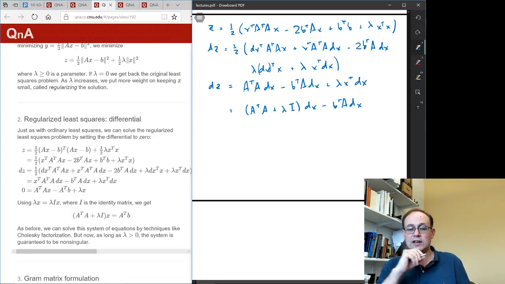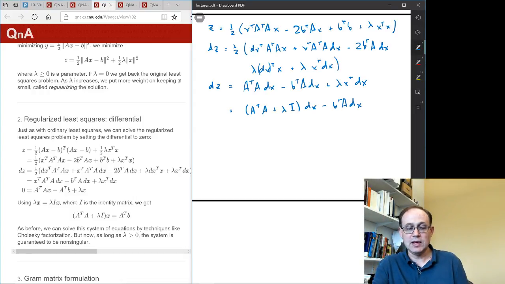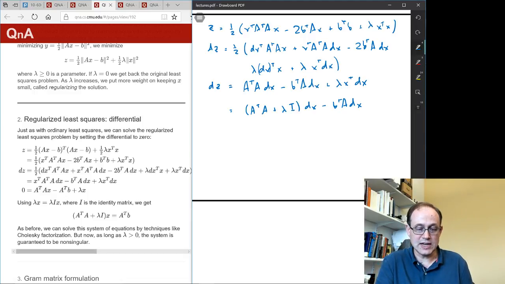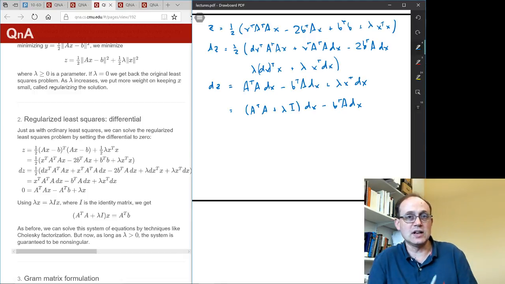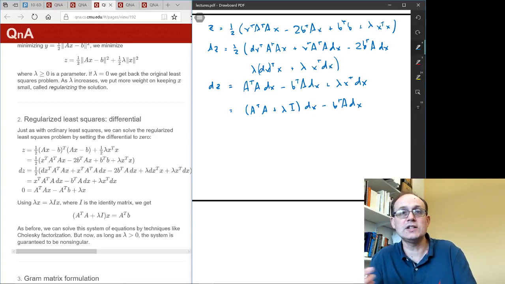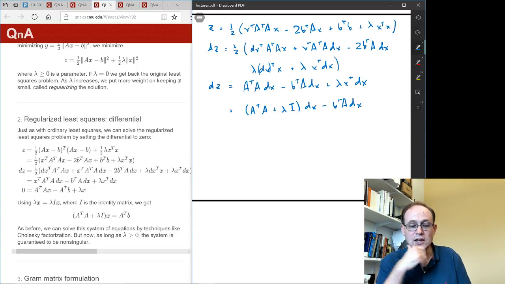All right, and then if you set that equal to 0, you get this expression right here. And that's another system of linear equations that you can solve using Cholesky factorization. And the nice thing about this one is that as long as lambda is bigger than 0, this system is guaranteed to be non-singular. In other words, A transpose A plus lambda I is guaranteed to be invertible.